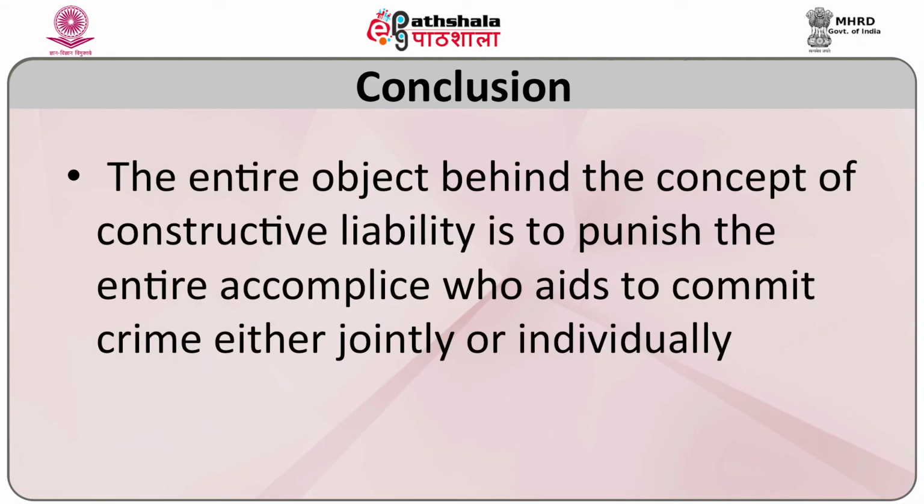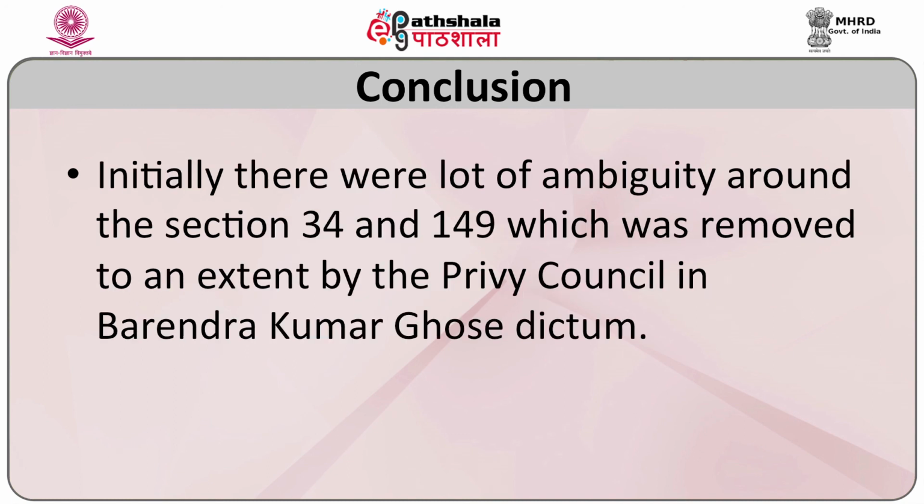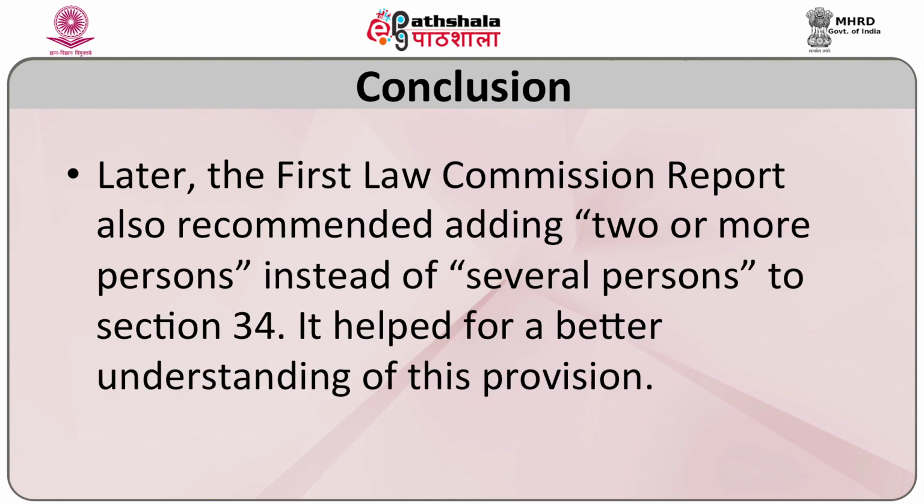Let us conclude. The entire object behind the concept of constructive liability is to punish the accomplice who aids to commit a crime either jointly or individually. The relevance of this provision can be better understood if we think about the non-inclusion of section 34 and 149 in the Penal Code. Initially, there was a lot of ambiguity around section 34 and 149, which was removed to an extent by the Privy Council in the Barendra Kumar Ghosh case. Later, the first Law Commission report also recommended adding 2 or more persons instead of several persons to section 34. It helped for a better understanding of this provision.